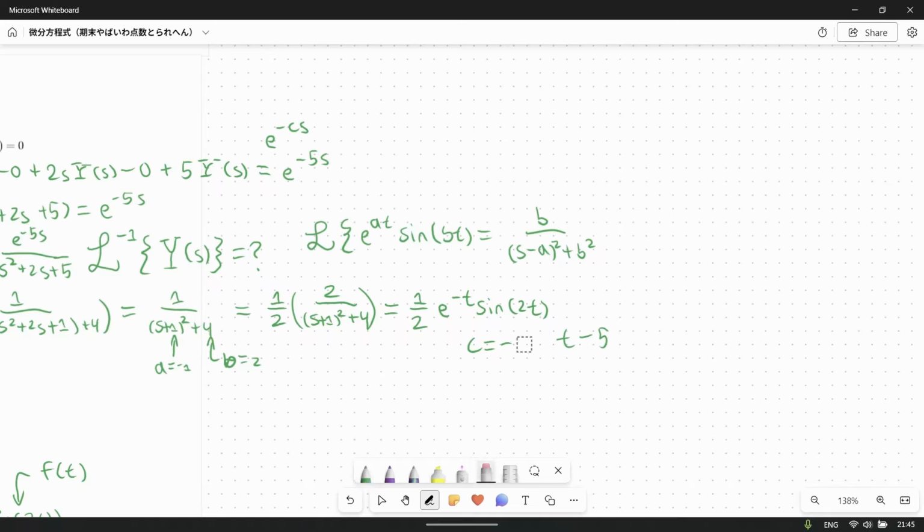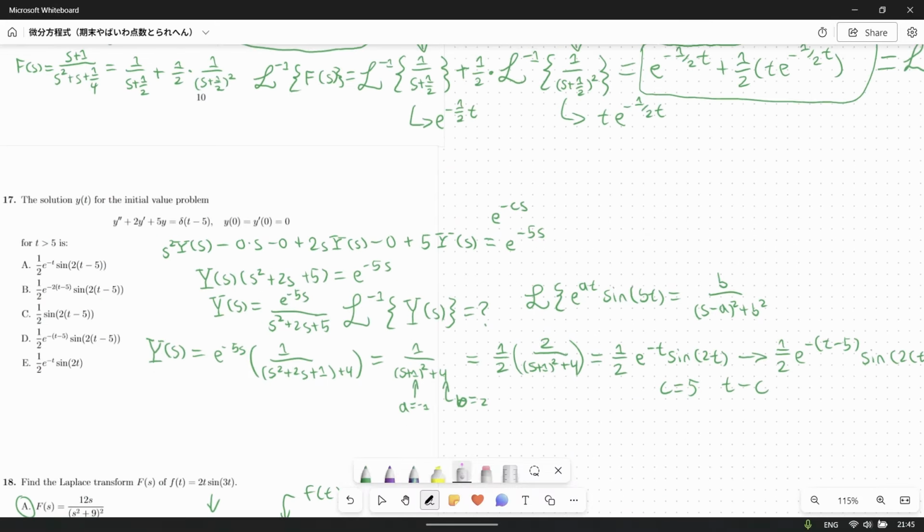And then I made a mistake. C is supposed to be positive 5, not negative 5. So what we need to do is replace each t term with a t minus c. And so in this case, we're going to have to replace each t with a t minus 5. And so this is going to turn into 1/2 times e to the negative t minus 5 times sine of 2 times t minus 5. And then that shift will take care of this e to the negative 5s term that we had originally in our Y of s term before we took our Laplace inverse.